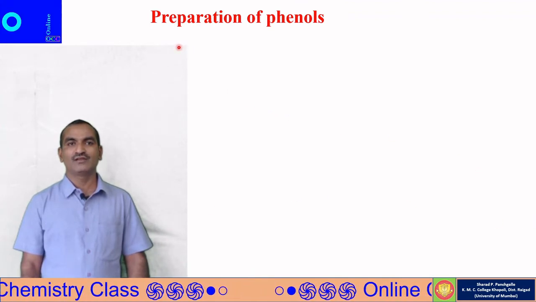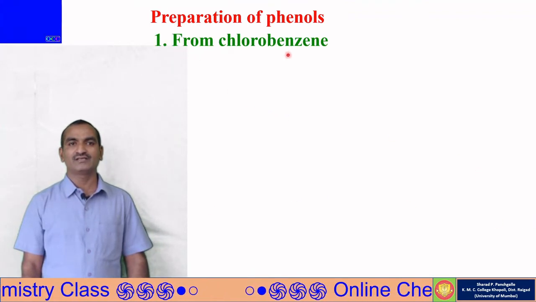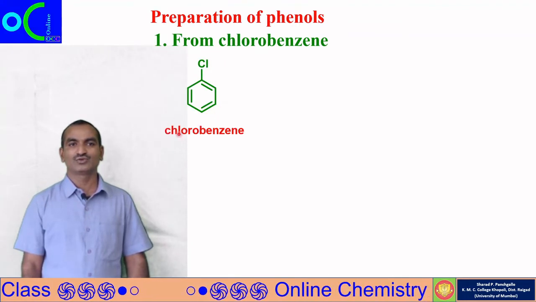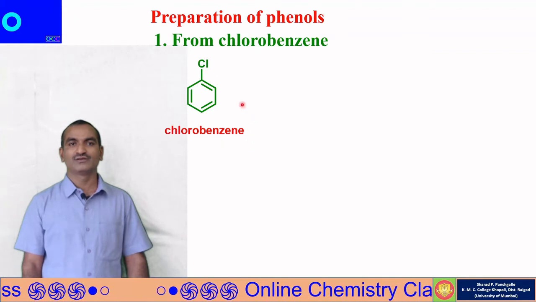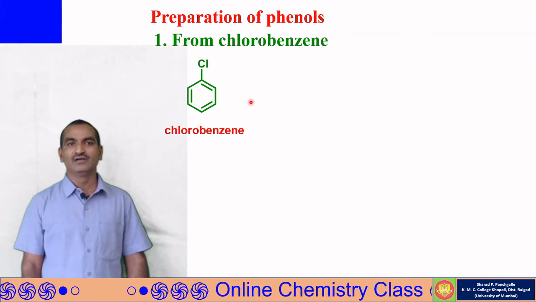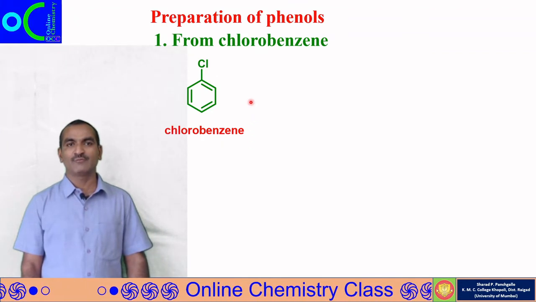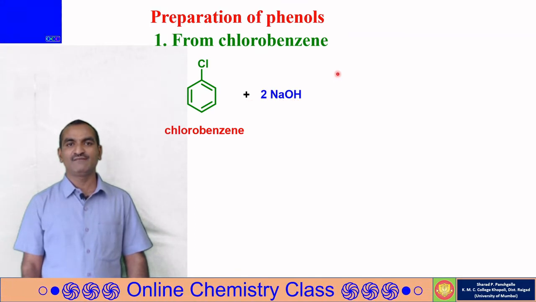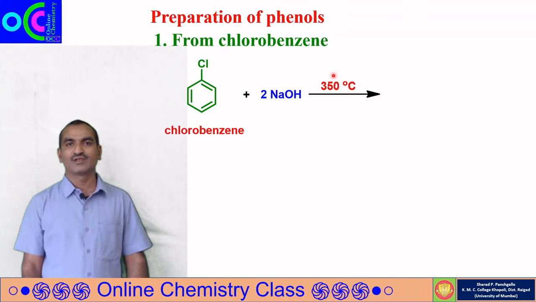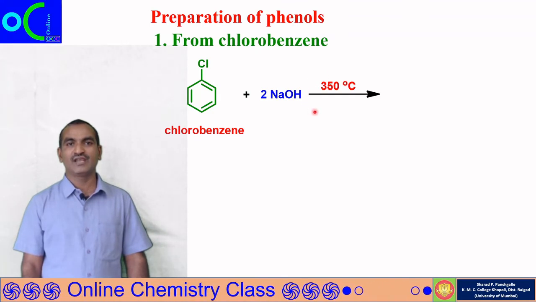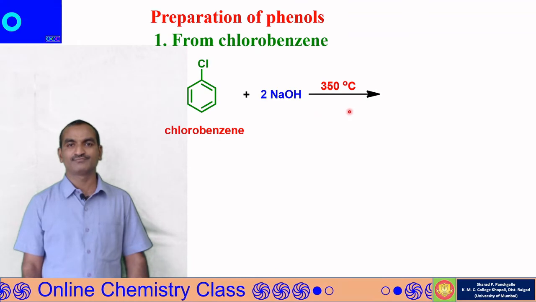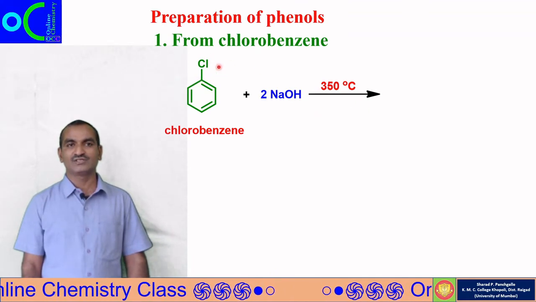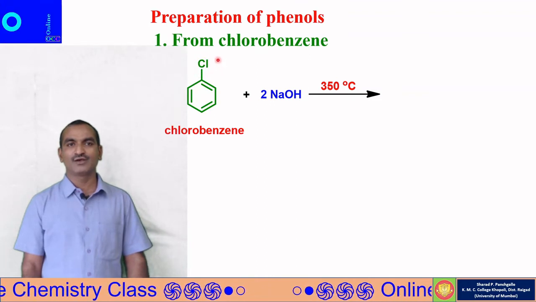So the first method involves chlorobenzene as the starting material. So this is the structure for chlorobenzene. Chlorobenzene when treated with NaOH, sodium hydroxide, at high temperature, that is 350 degrees Celsius, and high pressure, that is 300 atmosphere, undergoes nucleophilic substitution reaction. So this Cl group will be replaced by the OH.